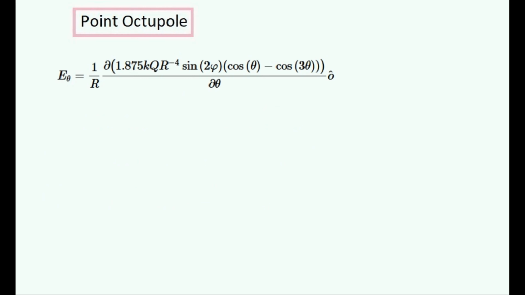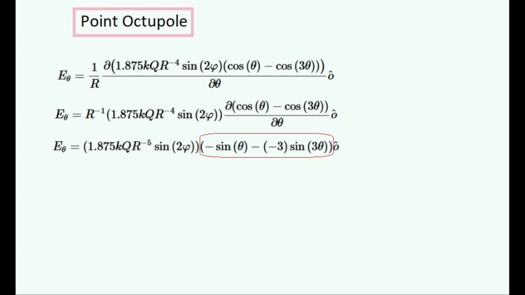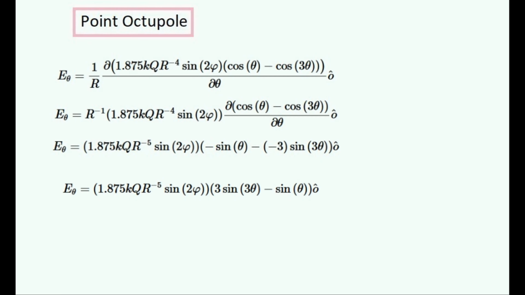Next, we'll find the theta component of the electric field from this partial differential equation. We can factor out all of the terms which are not functions of theta and look like constant terms to this partial derivative function. Then we'll find the partial derivative of the remainder of this function. And after simplifying this expression, we get this component of the electric field.